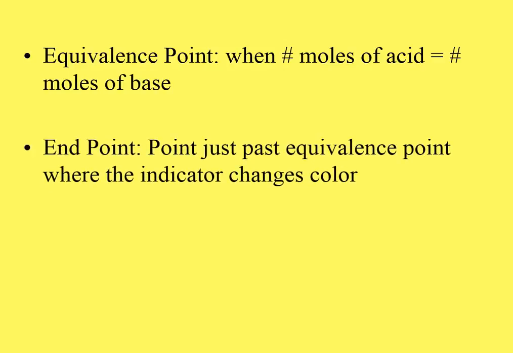The end point of a solution is the point just past equivalence point where the indicator changes color. For our purposes, when we do a titration, we will get to the equivalence point, the acid and the base will be neutral, and if there's an indicator present, like phenolphthalein, it would be colorless. Once you get to the end point and add just one additional drop of base, you will see a transition from colorless to pink.